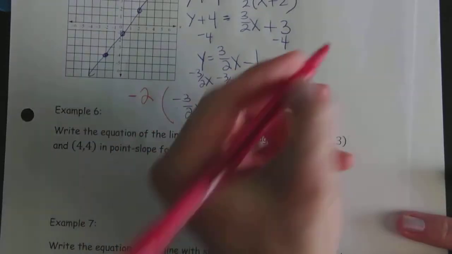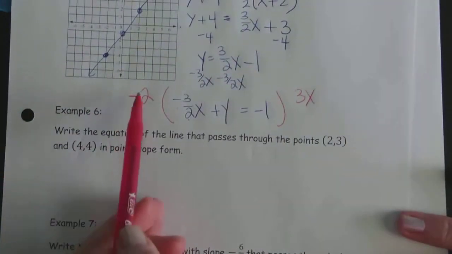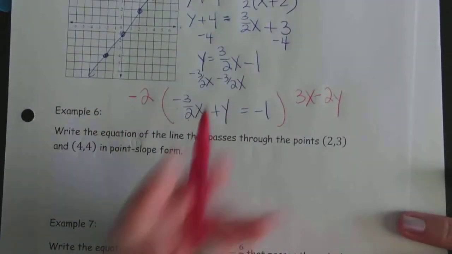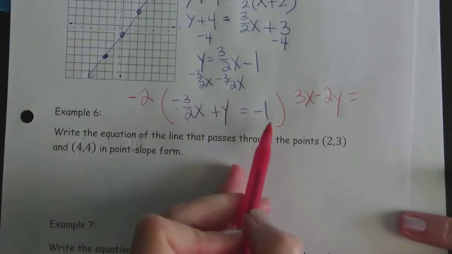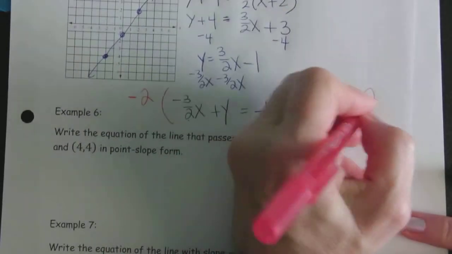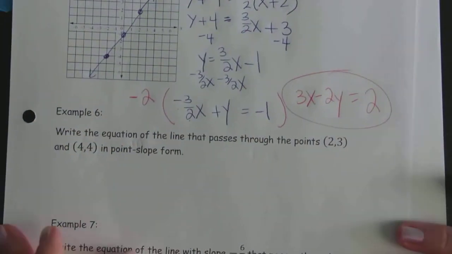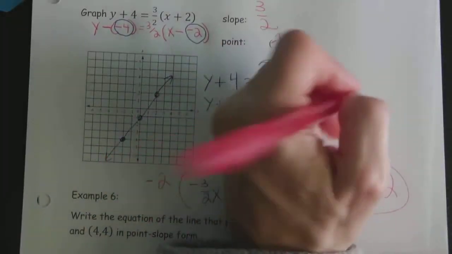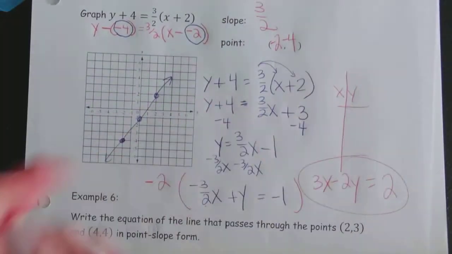Now if I distribute -2 through, a negative times a negative is a positive, and the 2's knock out, so really it's positive 3x. -2 times y is -2y. And finally, -2 times -1 is +2. So there's my standard form.